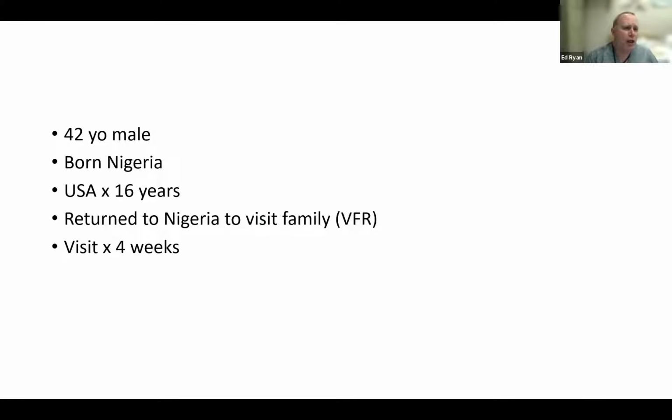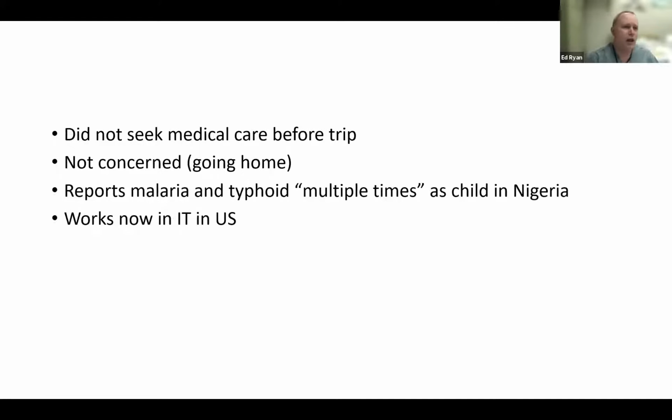So on the post-travel side, here's an example. I'll do a case-based discussion. So we have a 42-year-old gentleman who you see post-travel, who was born in Nigeria, has been in the United States for about 16 years, and returned to Nigeria to visit family and friends. He was there for a wedding, VFR traveler, and he was there for 4 weeks, stayed with family, etc. And he did not seek any medical care before his trip because he was going home, and he did not take any pills or get any vaccines. He reports malaria and typhoid multiple times as a child, and in Nigeria, only children get malaria, so he wasn't worried about it.